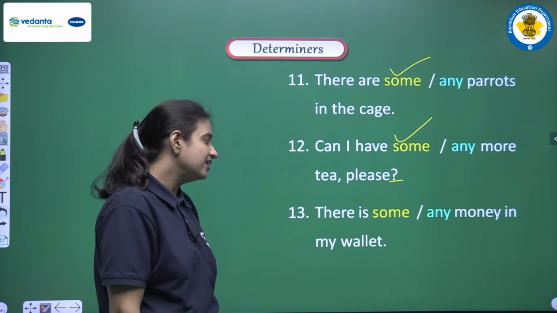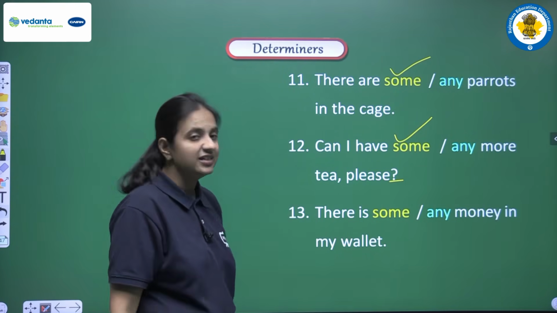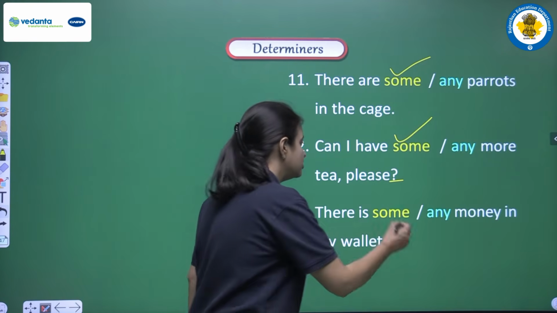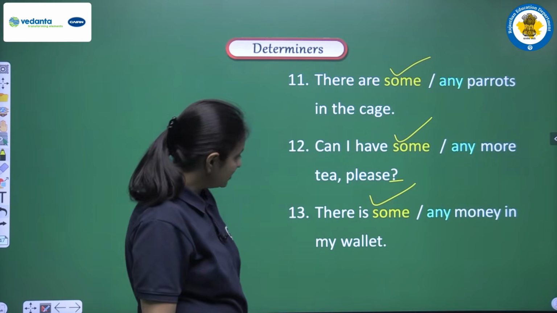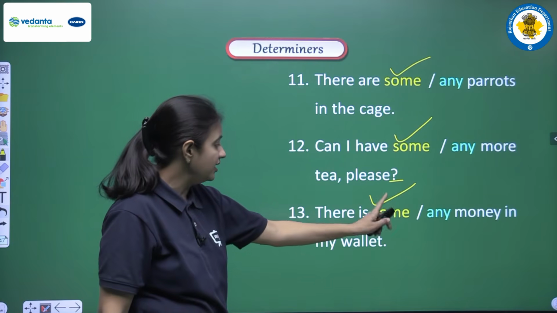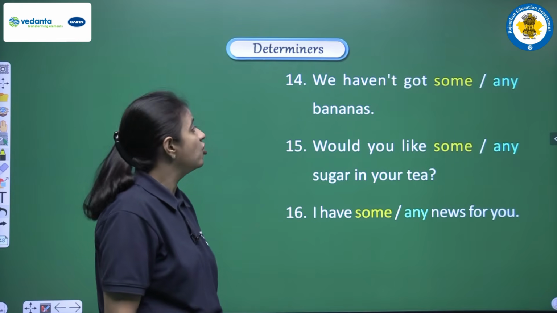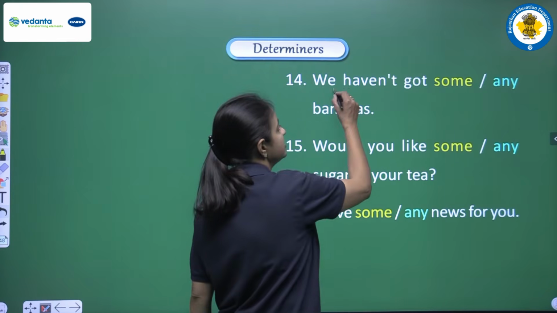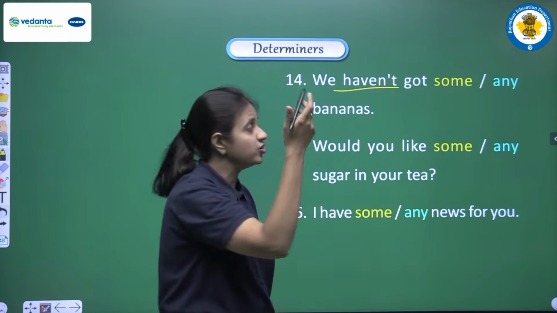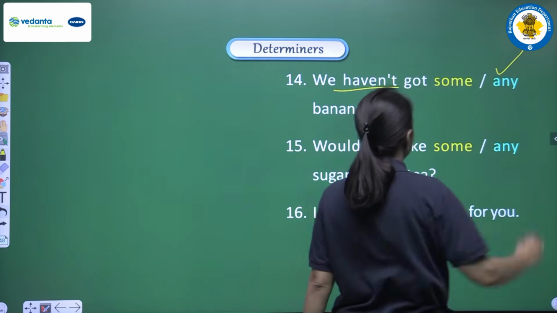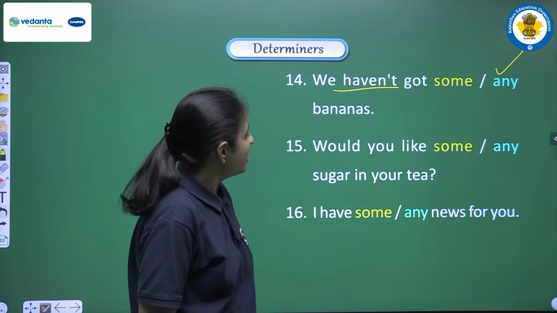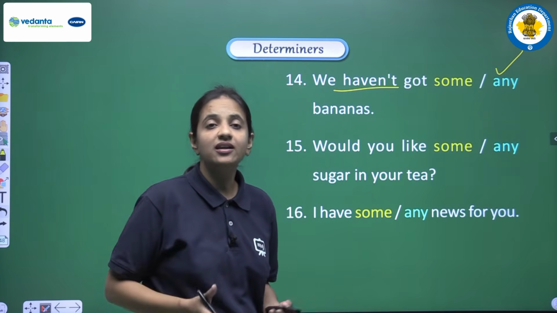Next is there is money in my wallet. It's a simple positive structure, we will choose some, and the sentence will be there is some money in my wallet. Next one is we haven't got bananas. Haven't is have plus not, it's a negative structure, so we will choose any here, and the sentence will be we haven't got any bananas.